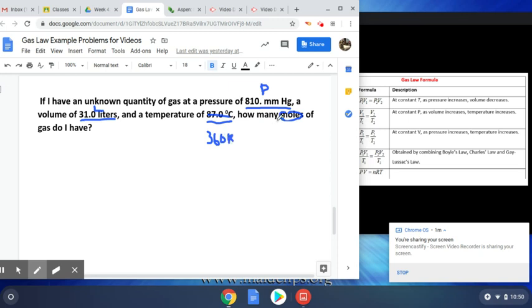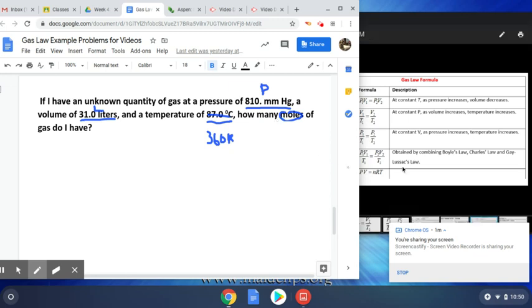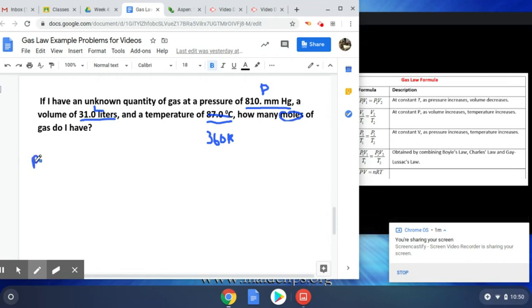And we're looking for moles, which we just said means we have to use the ideal gas law. So the ideal gas law is right here, PV equals nRT. And just like last time, if the moles didn't tip you off, the fact that you only have one of each volume should probably tip you off.